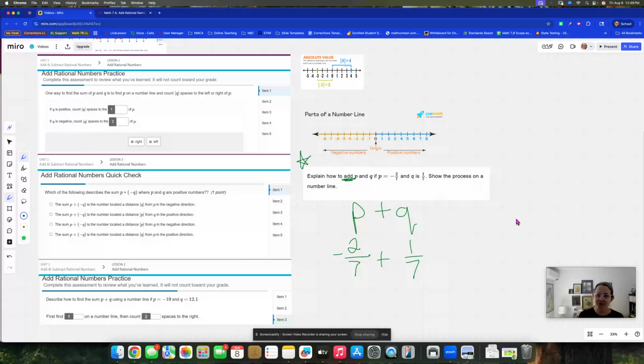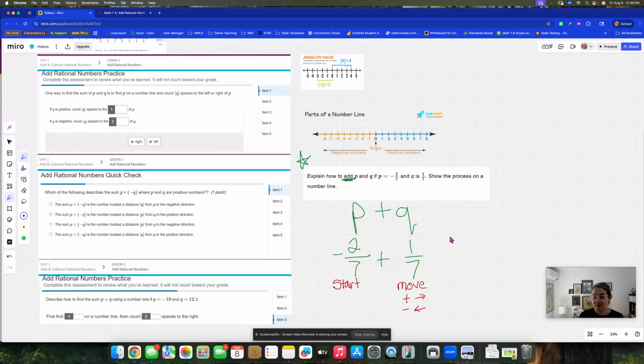So basically when I do these problems on the number line, the long and short of it is you're going to start here. You're going to move whatever the second number says. Okay, if this number is positive, you're going to move to the right. If the number's negative, you're going to move to the left. Okay, and that's kind of the long and short of it.